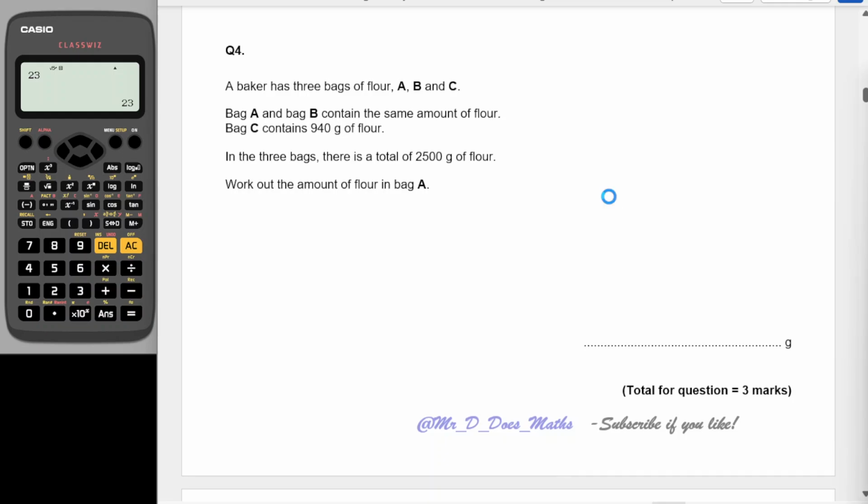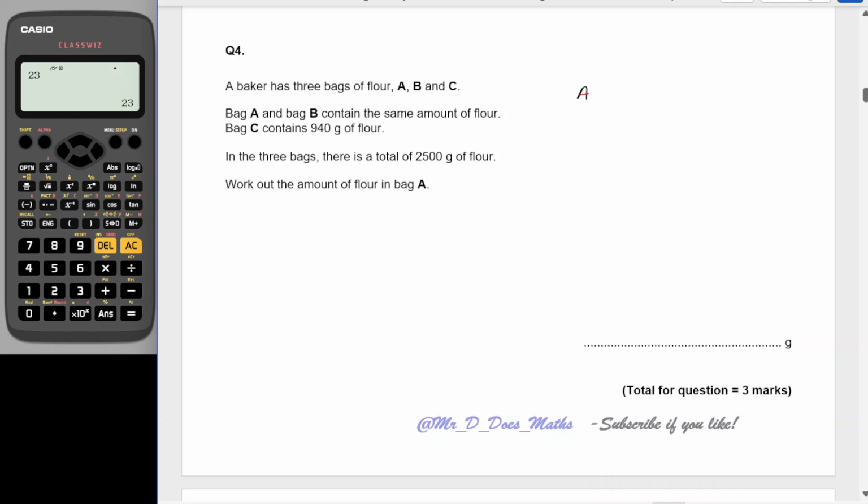Right, question 4. A baker has 3 bags of flour, A, B, and C. Bag A and bag B contain the same amount of flour, and bag C contains 940 grams of flour. In the 3 bags, there is a total of 2,500 grams of flour. Work out the amount of flour in bag A.